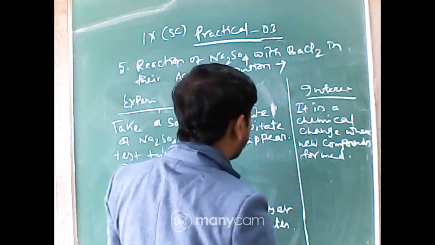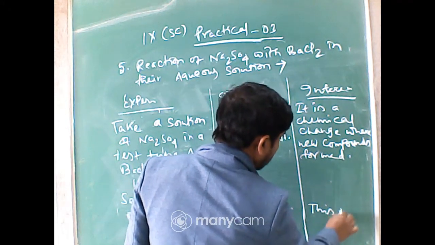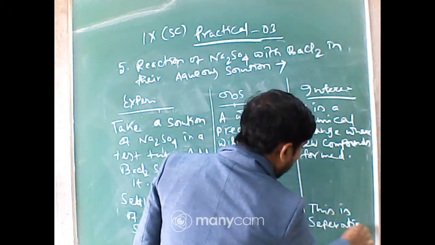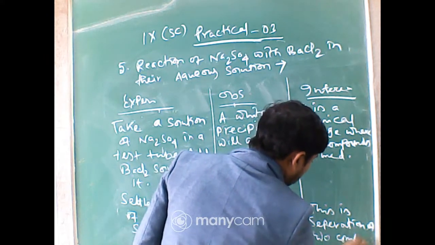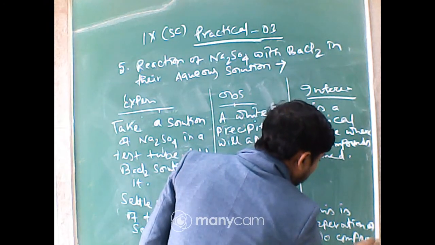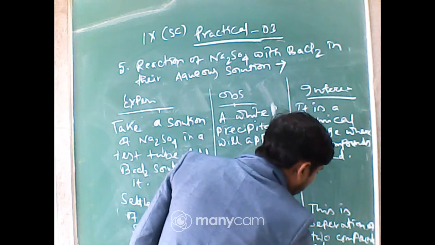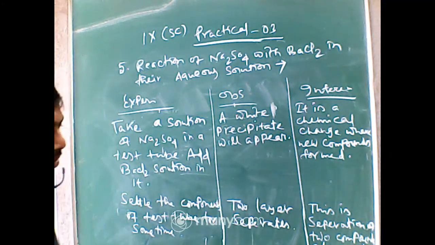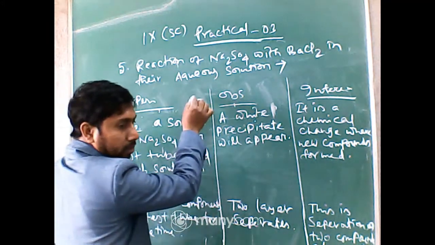In the inference column you will write: this is the separation of two components after reaction. Now I am drawing the figure here.